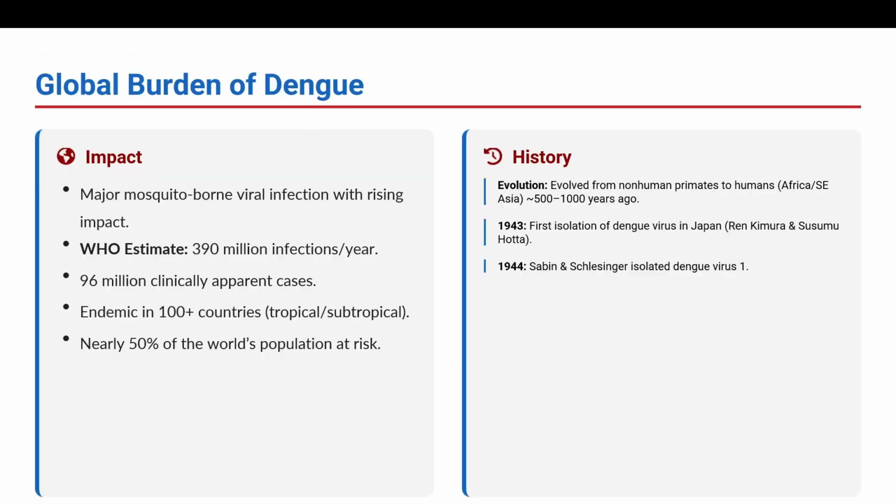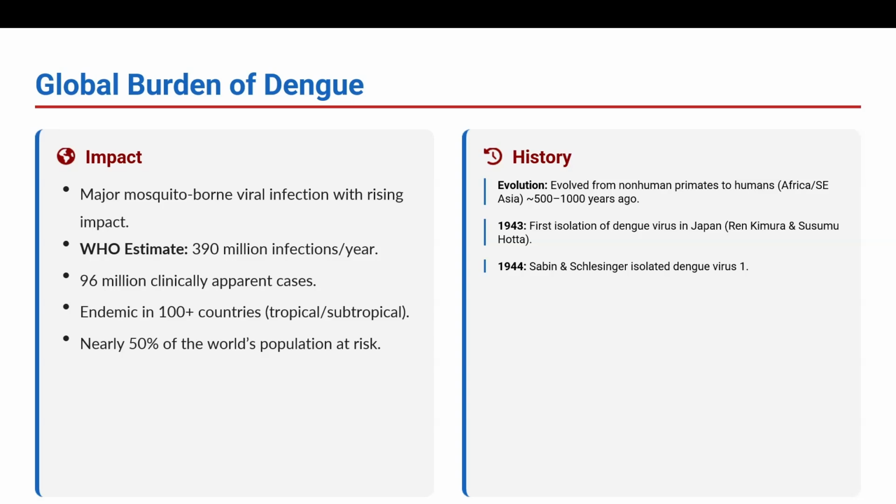Let's get started. The global burden of dengue is high. It is a mosquito-borne viral infection with a rising impact. WHO estimates around 390 million infections per year, of which 96 million are clinically apparent cases, and it is endemic in more than 100 countries, including the tropical and subtropical regions. Nearly 50% of the world's population is at risk of dengue infection.